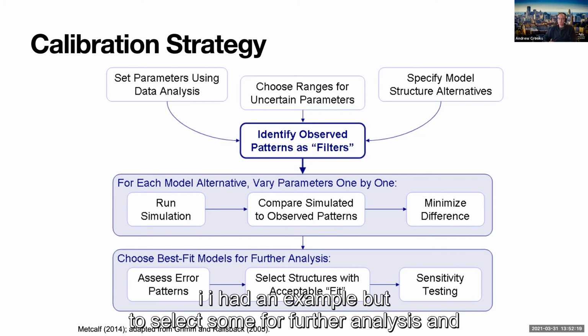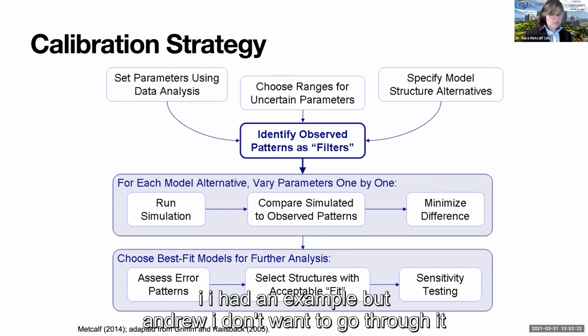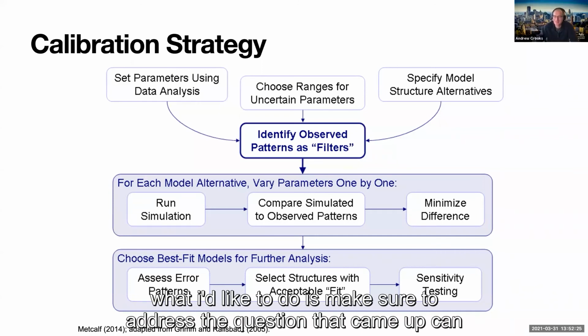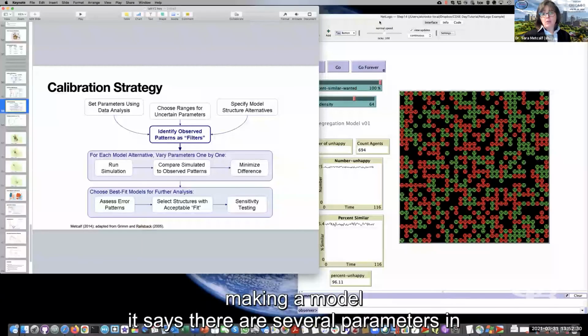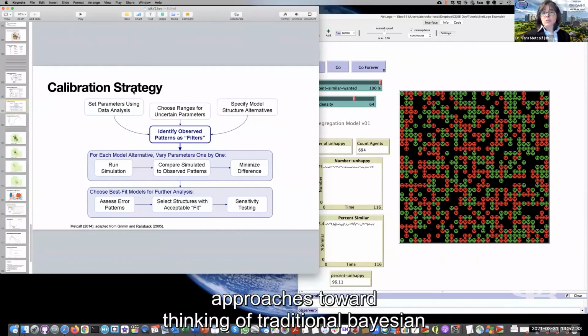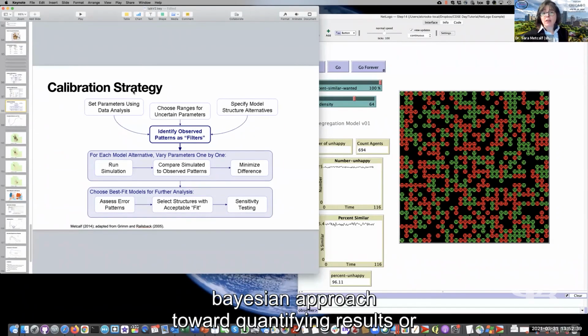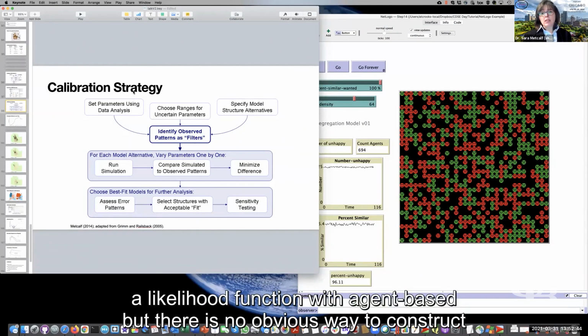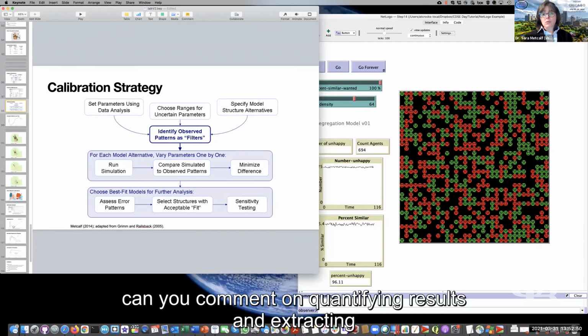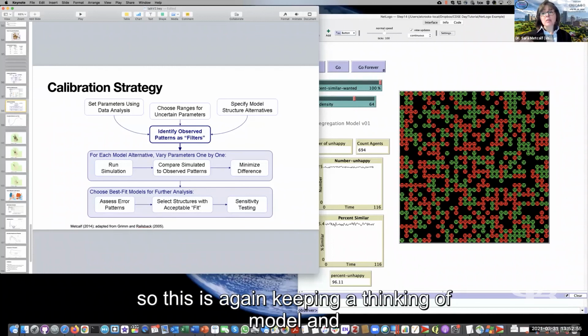And I had an example, but Andrew, I don't want to go through it. What I'd like to do is make sure to address the question that came up. Can you see this question too? It says, there are several parameters in making a model, thinking of taking a traditional Bayesian approach toward quantifying results or optimization, but there is no obvious way to construct a likelihood function with agent-based models. Can you comment on quantifying results and extracting statistical information from the model? So this is, again, in thinking of model analysis. So what do you do afterward?